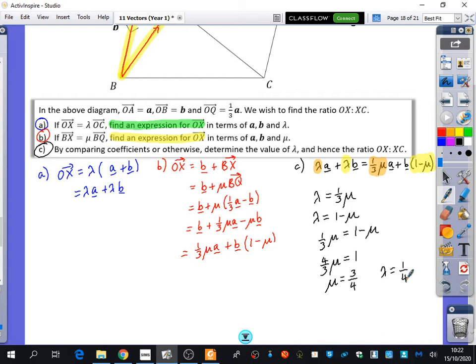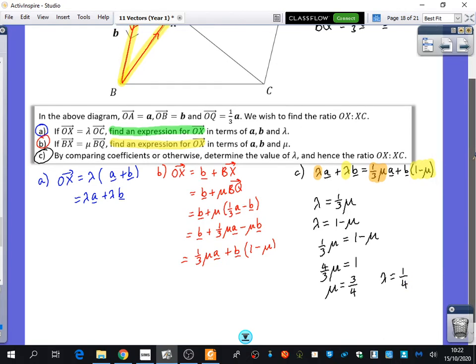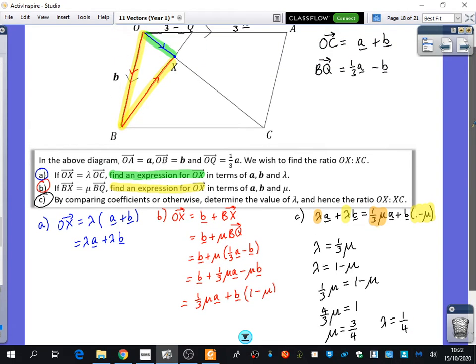Let's just go back to what the question actually is saying here. So we're saying that lambda is a quarter. That means that this green section of the line here is a quarter of the whole line. And it also means that mu is 3/4. Mu was referring to BQ. So it's saying that BX is 3/4 of that long line that we've got there. Which is kind of cool.